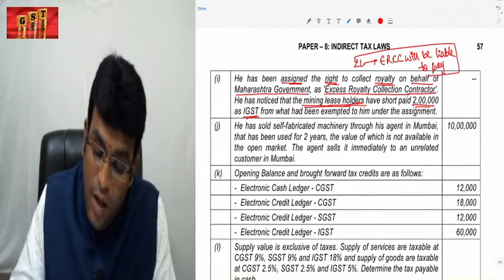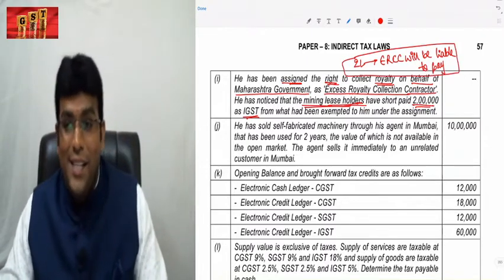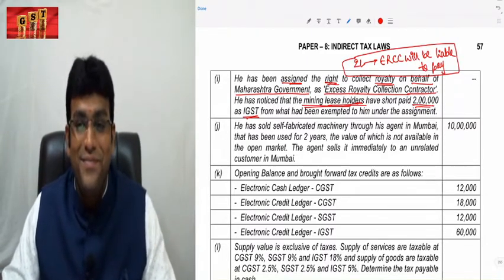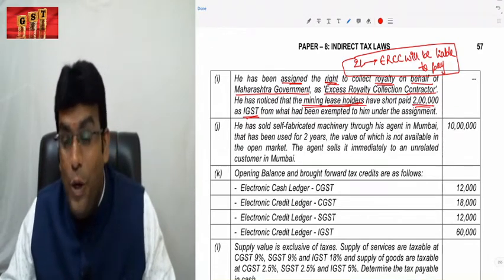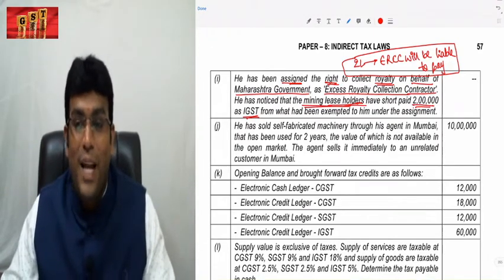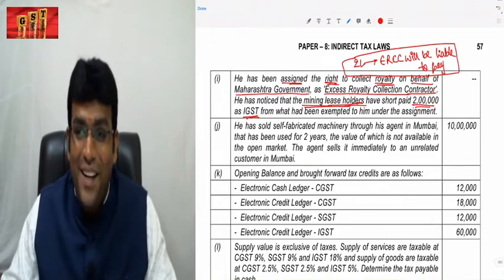This 2 lakhs, who will be liable to pay, my dear friends? ERCC will be liable to pay. Getting clarity, friends? Who is liable to pay this 2 lakhs is ERCC. Clear? Going back now.